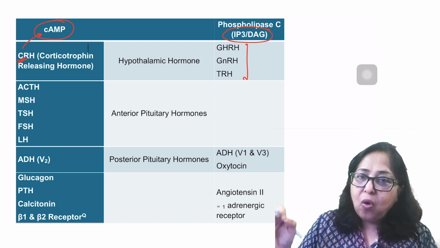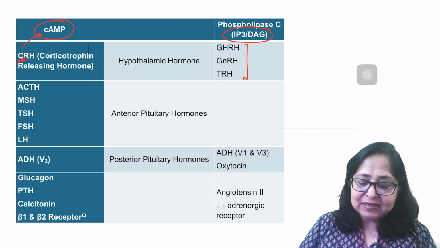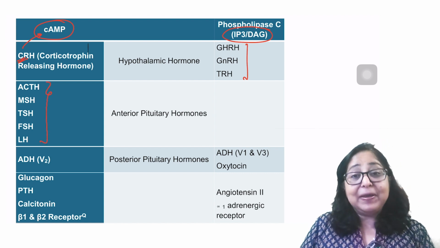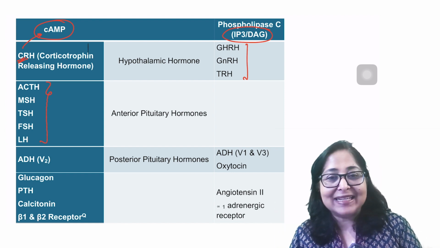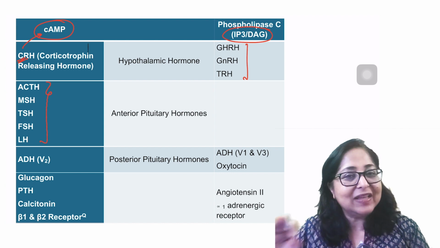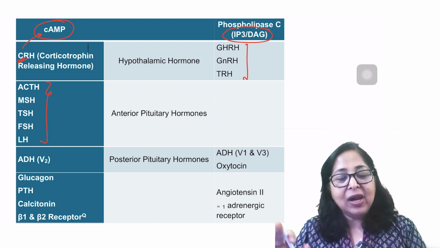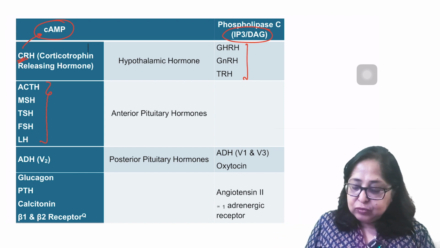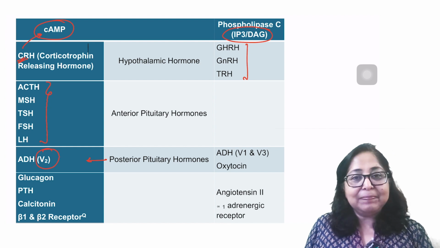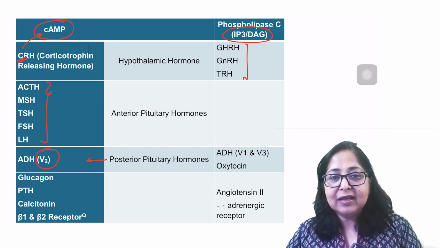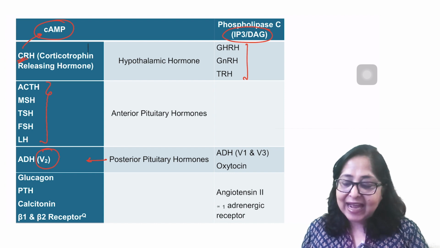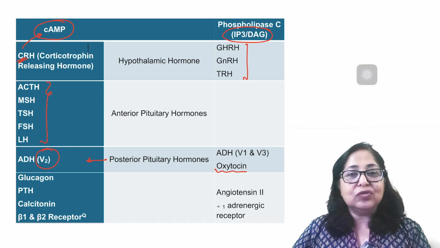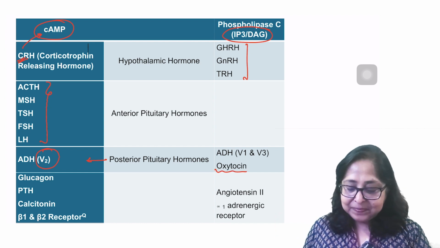Anterior pituitary hormones, all anterior pituitary hormones, ACTH, MSH, TSH, FSH, LH, all are using cyclic AMP, except, of course, growth hormone and prolactin, which do not need a second messenger, that I've already discussed. All other hormones of the anterior pituitary use cyclic AMP. Posterior pituitary, ADH, V2 receptor, cyclic AMP, V1 and V3, inositol triphosphate and diacylglycerol. Oxytocin is also using IP3 mechanism.